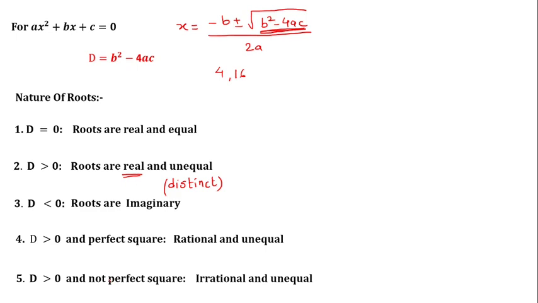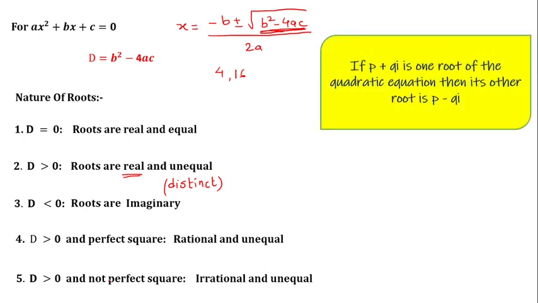Now, two more points I would like to add in this theory. And the first one in that is about the imaginary roots. If p plus qi is one root of the quadratic equation, then its other root must be p minus qi. That means whenever roots are imaginary or complex, those are always complex conjugate. एक रूट पता है p plus qi, तो दूसरा रूट p minus qi ही होना चाहिए. That is the important point.